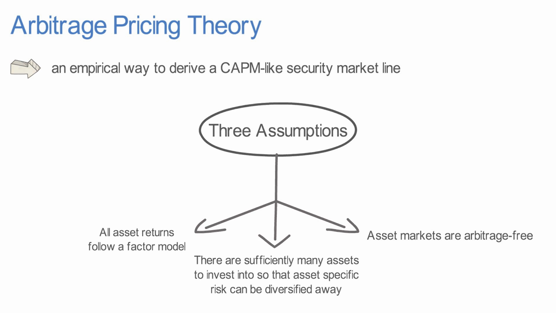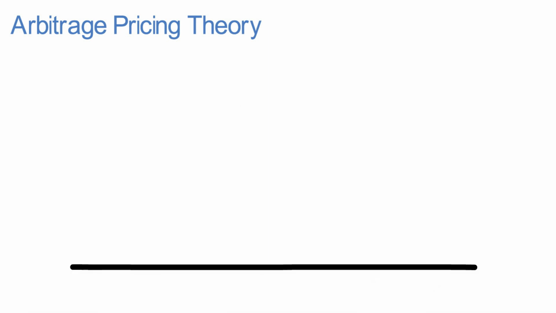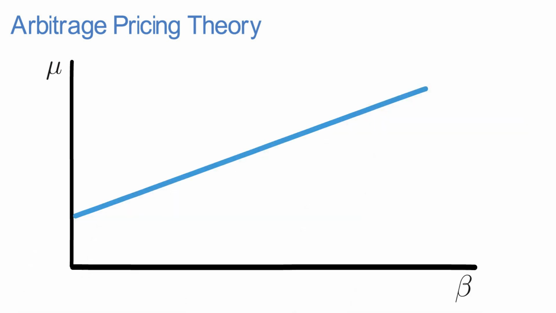So Stephen Ross, the inventor of the APT, has shown that if these three assumptions hold, then expected asset returns of well-diversified portfolios increase linearly with the amount of systematic risk. Graphically, it means that expected returns, which we call mu, of well-diversified assets line up on such a security market line.